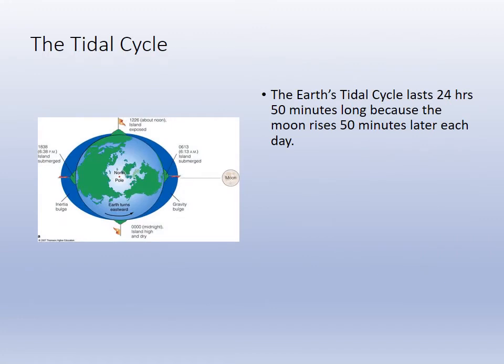Our tidal cycle, like I mentioned, is not exactly 24 hours because the whole system is moving, and as the moon goes around, the Earth is also rotating on its axis. So it's 24 hours, 50 minutes. That means the moon rises and sets 10 minutes different every day. So 24 hours and 50 minutes is termed a lunar day or a tidal cycle.